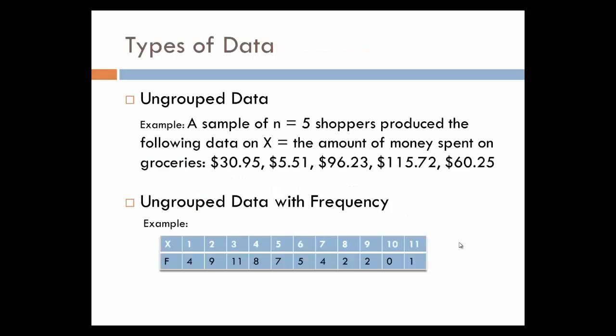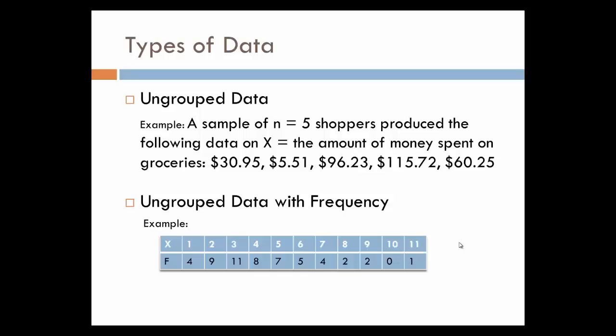You can see we have 5 observations. And in the first example, we have 30.95, 5.51, 96.23, 115.72, 60.25. So we have 5 observations. It will make sense to always rank the data from the smallest to the highest.